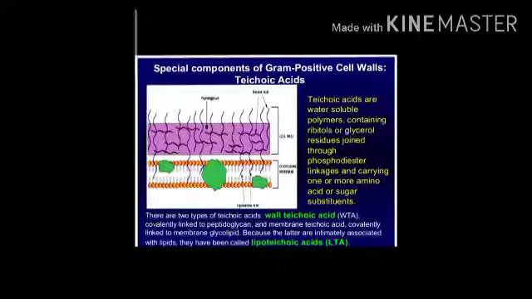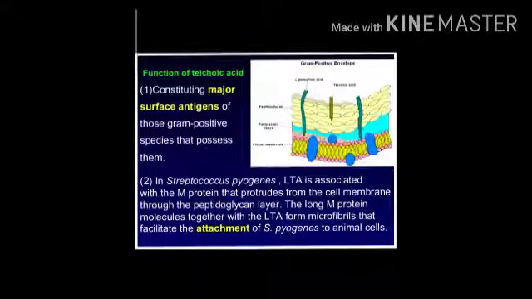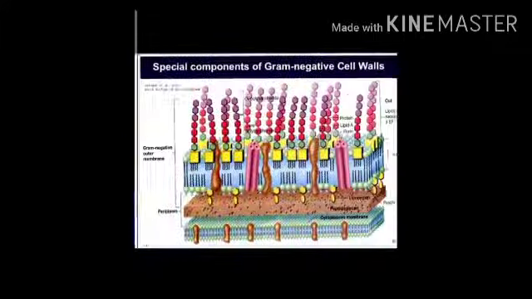So, the special characteristic of the gram positive bacterial cell wall is teichoic acid. Teichoic acid is present only in the gram positive bacterial cell wall. The function of teichoic acid is constituting the major surface antigen of the gram positive species that possess them. In Streptococcus pyogenes, LTA is associated with M protein that protrudes from the cell membrane through the peptidoglycan layer.